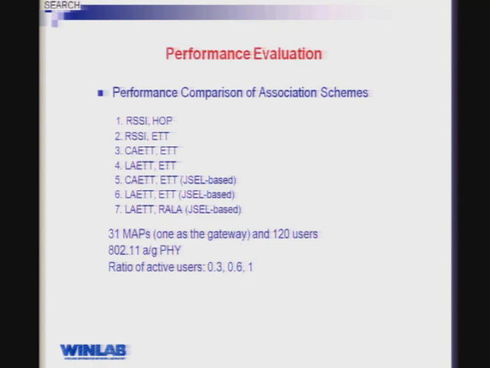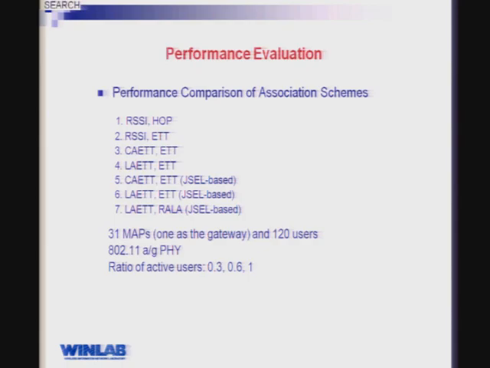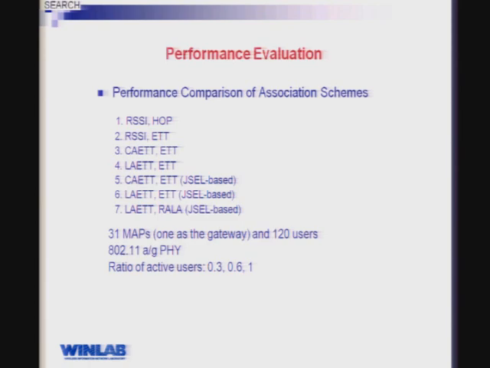So we simulate our mesh network in a rectangular area with 31 MAPs and 120 users. And both MAPs and users are randomly distributed. And among the 31 MAPs, there is one acting as the gateway. And we assume there is no interference on the access side: different mesh access points use different channels, and there is no interference between different MAPs on the access side. So what's the difference between a MAP and a gateway?